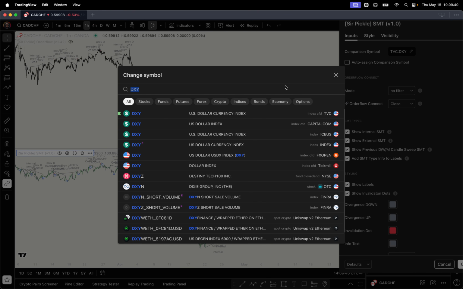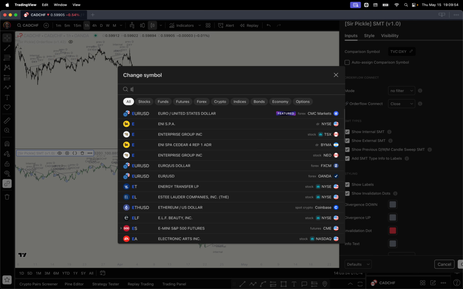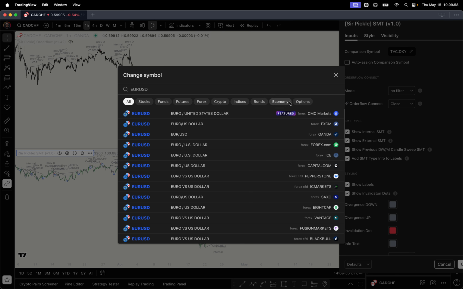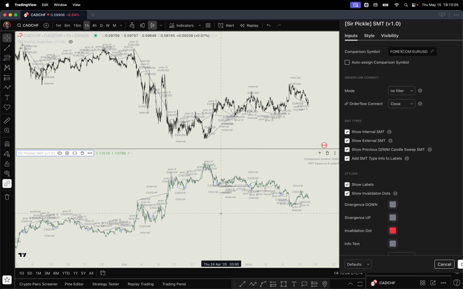This is the same, by the way, if you want to see it from a different broker. So let's say you don't want to see Oanda. Oanda is the one we automatically choose for Forex. And let's say you want to see Euro US dollar, but from a different broker. Maybe you want to see it from forex.com. You can do this and it will then take this one as the chart and draw SMT based on that.